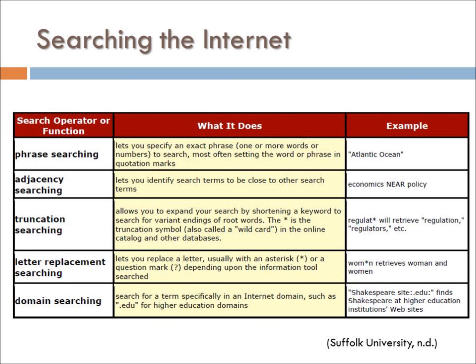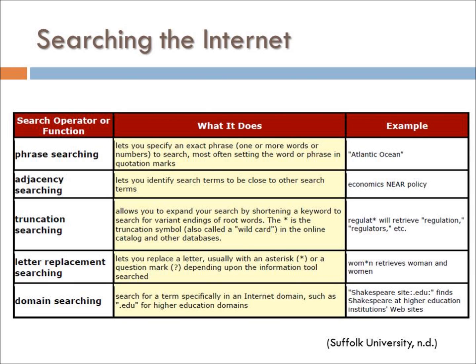The next one we're going to look at is adjacency searching, and that's where you can put two words and use the Boolean operator NEAR. In this example it says economics near policy, and that's going to give you any article where economics is close to the word policy. So you're going to get economics policy, and other variations of that, like economics within the policy. It's just going to broaden a little bit more than the phrase search.